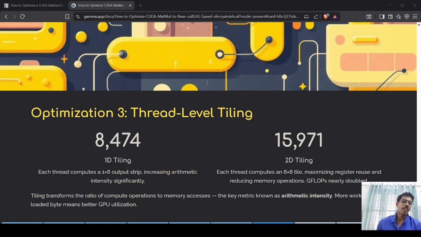We also add vectorized memory loads, like loading float4 instead of single floats, to reduce the number of memory instructions and improve the speed of compute. With that, the performance again rises to 18,000 gigaflops. And now you can see why GPU programming feels like a game of how do I reuse this data more efficiently.